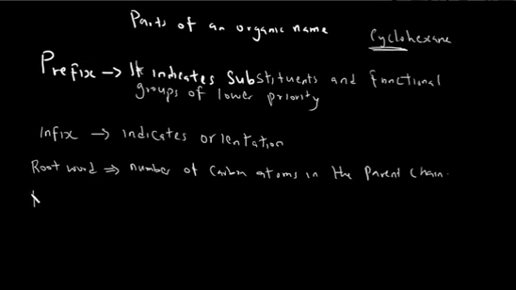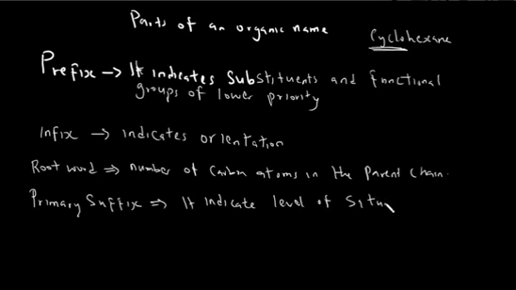Then we go to the next part, which is the primary suffix. Now, the primary suffix indicates the level of saturation or unsaturation. What I simply mean is that it indicates whether there is a double bond, triple bond, or only single bond between carbon atoms. Did you hear what I said?